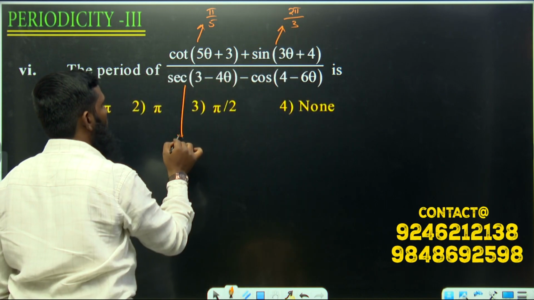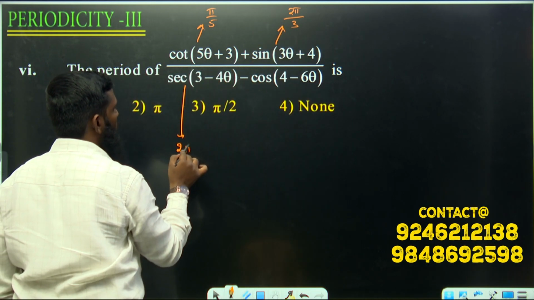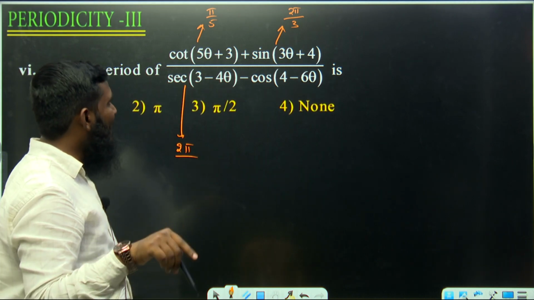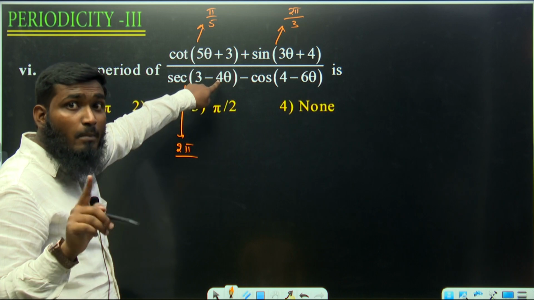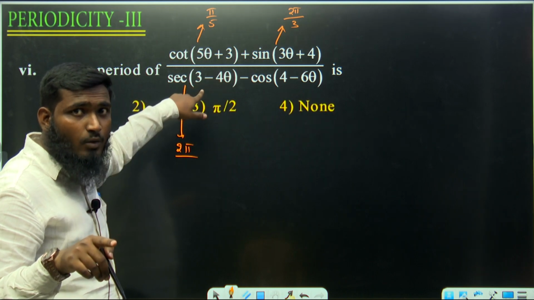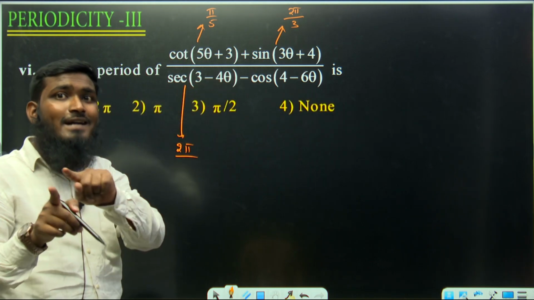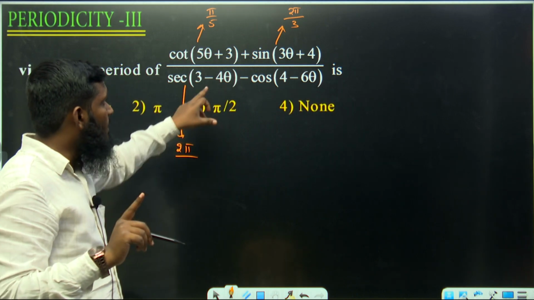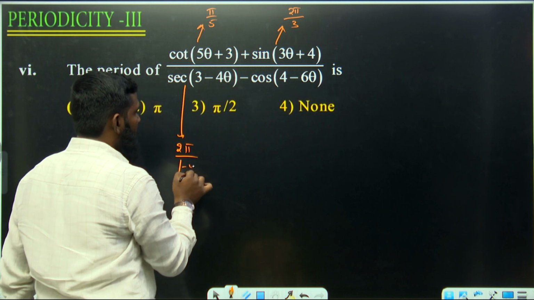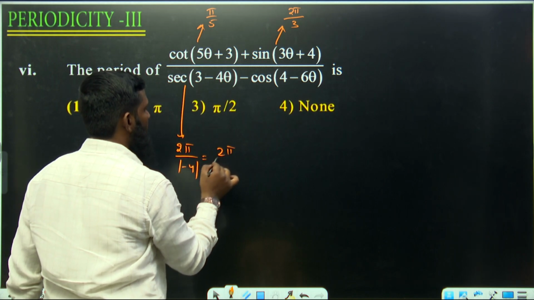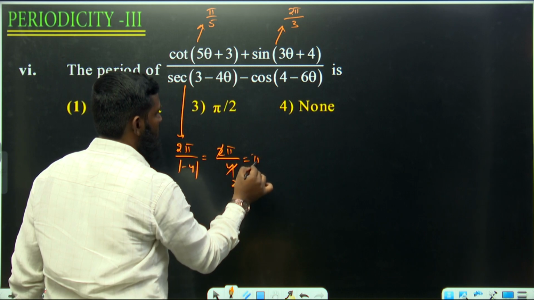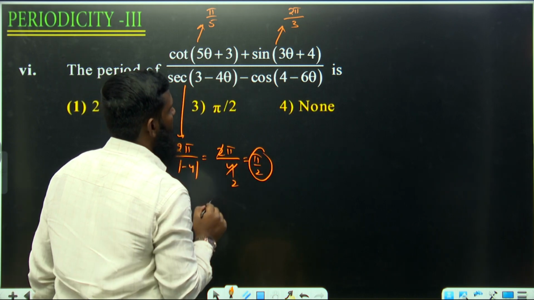Okay. Next, for secant, what do we have? The period is 2 pi divided by mod a. What is the value of a? Minus 4. Don't take the starting number; the coefficient of theta is the part we have to take. So we have minus 4. Mod of minus 4 is 4, so 2 pi by 4, which is pi by 2. This part we have taken.